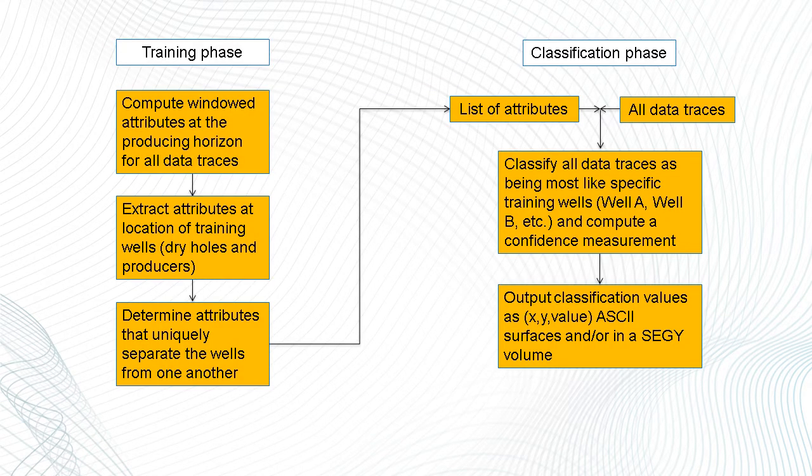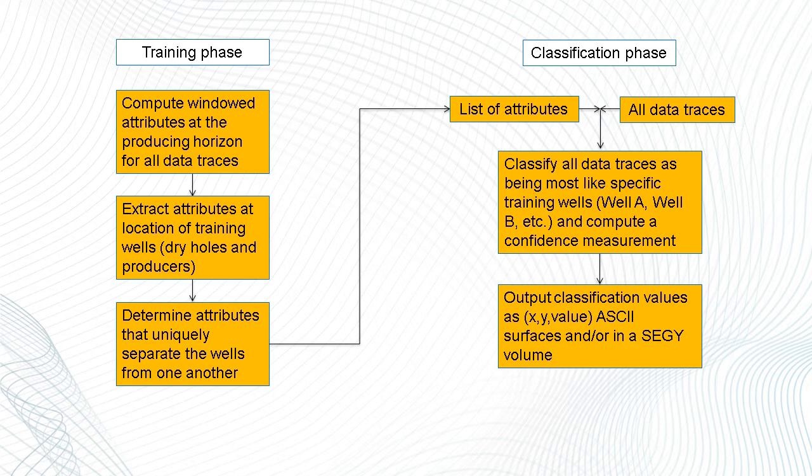Our multivariate statistics workflow looks like this, in which we start with the training phase over on the left-hand side of the page. We first compute the windowed attributes at the producing horizon for all data traces in the data set. So that's where we extract our amplitude, frequency, AVO, etc. attributes for each data trace. Then we extract the attributes at the location of training wells, either dry holes or producers, or even some other data traces for which we have some other information. And then we can determine the attributes that uniquely separate the training data sets from one another.